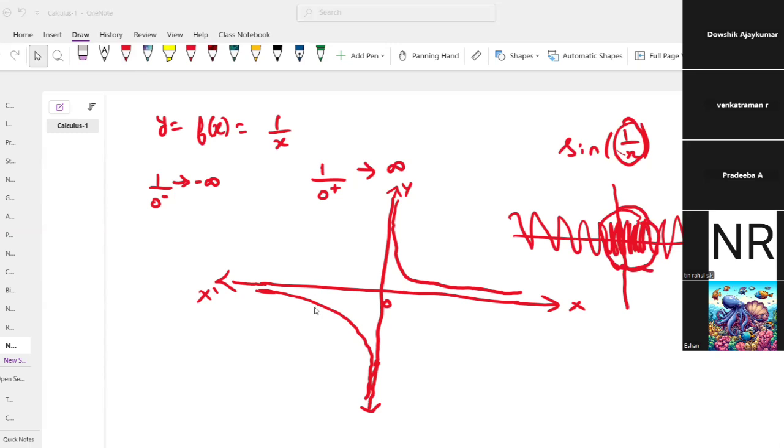So that is called oscillatoriness. In physics, you'll be learning it. You'll be seeing how that oscillatory disturbance happens when you are not able to plot certain values.